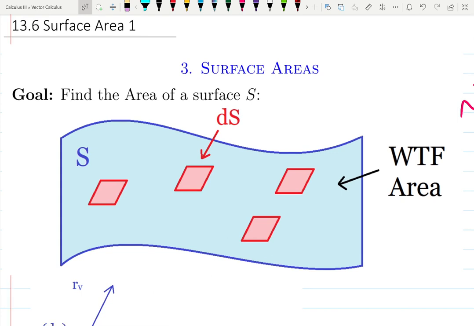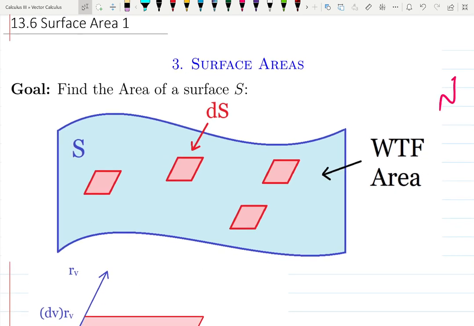Here is the surface area. I want to find the whole total surface area. This is "want to find," by the way, want to find.